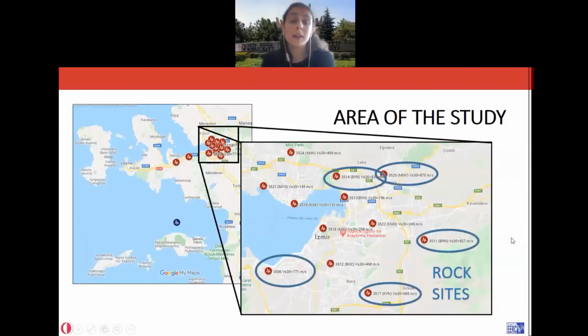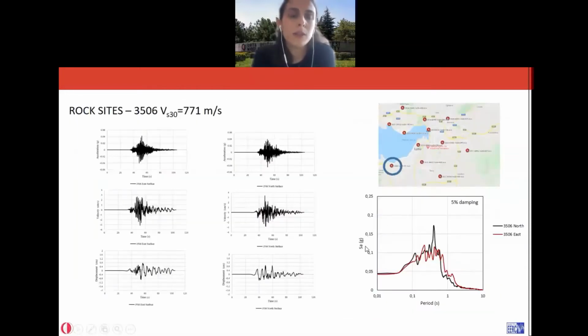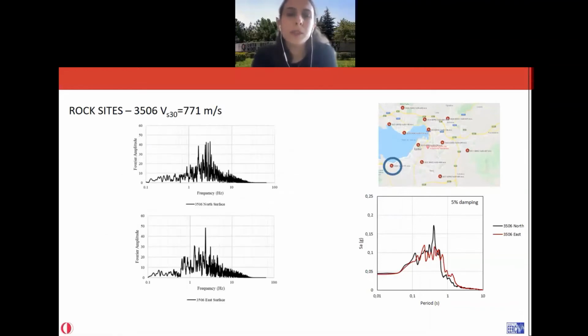Yes, hocam. Here, around the Izmir Bay area, we have mainly 5 different rock stations. Their VS30 values are around 700 to 875 meters per second. We will look at them in detail one by one: how their surface recordings, I mean the rock outcrop motions, look along with the response spectra. Here the first station is the 3506, which has a VS30 value of 771 meters per second. You can see acceleration, displacement and velocity time histories with the Fourier amplitude spectrums.